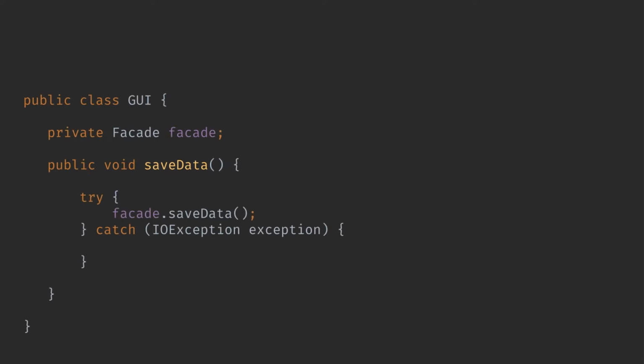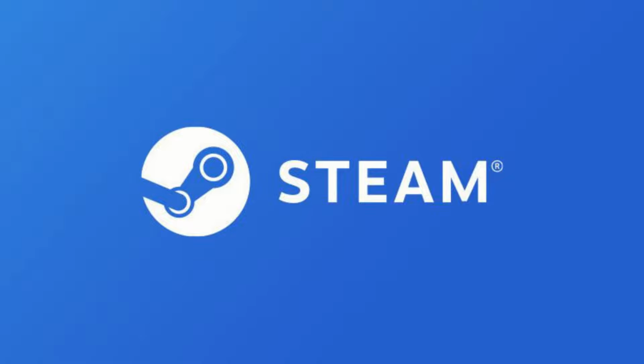Our try-catch block returns now in the GUI layer, and within the catch block we can display the message to our player that, in disbelief of what it reads and with no options to solve the problem, rushes back to Steam to request a refund.